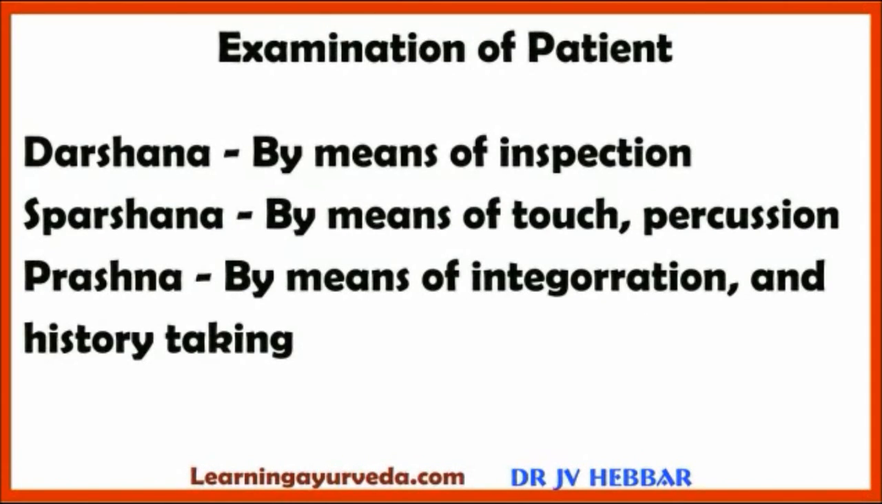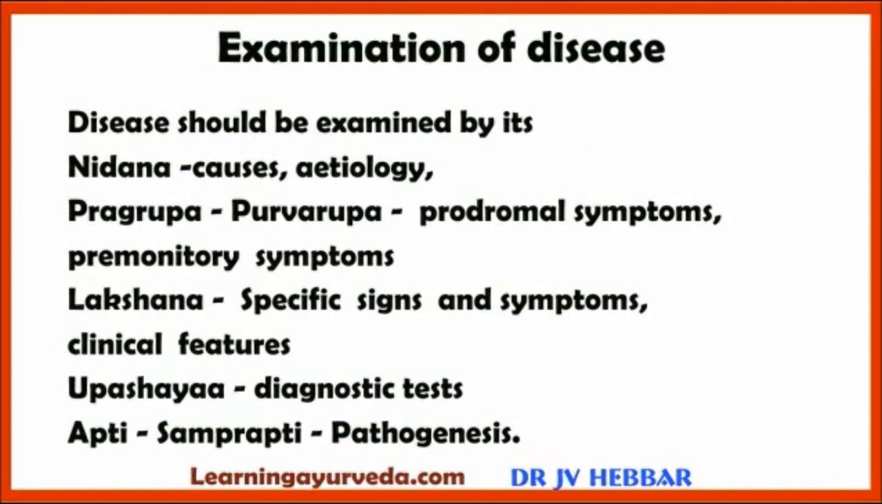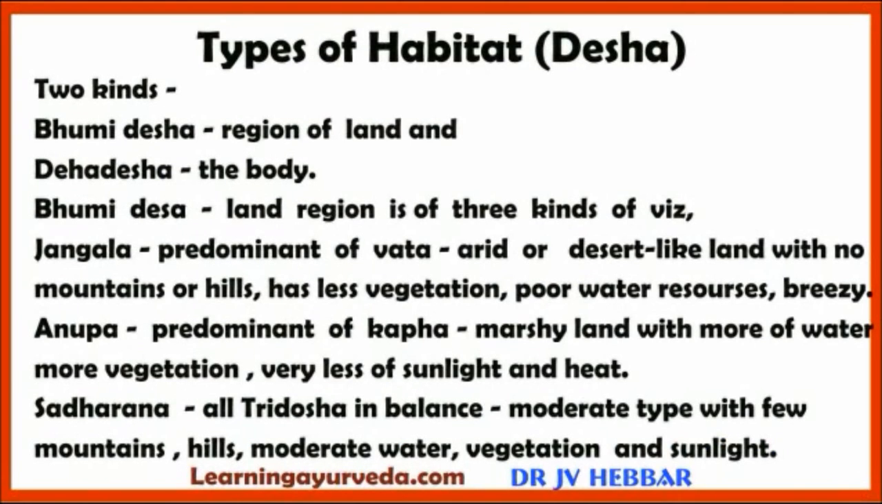How to test a patient? Darshana, by means of inspection and observation. Sparshana, by means of touching, and prashna, by means of asking. Next, examination of disease. Disease should be examined by its nidana, cause and etiology, pragrupa or purvarupa, prodromal symptoms and premonitory symptoms, lakshana, specific signs and symptoms, clinical features, upashaya, diagnostic tests, apti or samprapti or pathogenesis. Next, types of habitat.